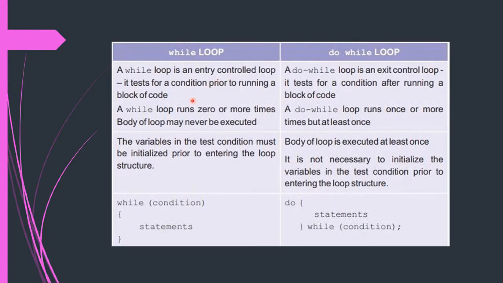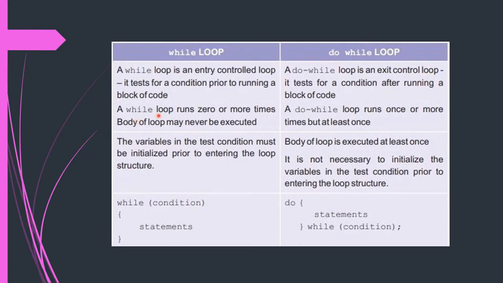Whether the block of code is executed or not will be tested according to the condition. So the condition is tested first, prior to running the block of code. Whereas the do while loop is an exit control loop. It tests for a condition after running a block of code. The body of the loop is executed once and then the condition is evaluated. After this evaluation, it is tested whether the loop is to be continued or exited. So we can say that the do while loop is an exit control loop.